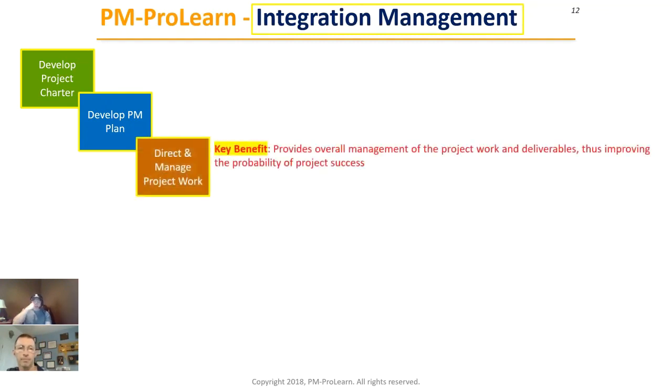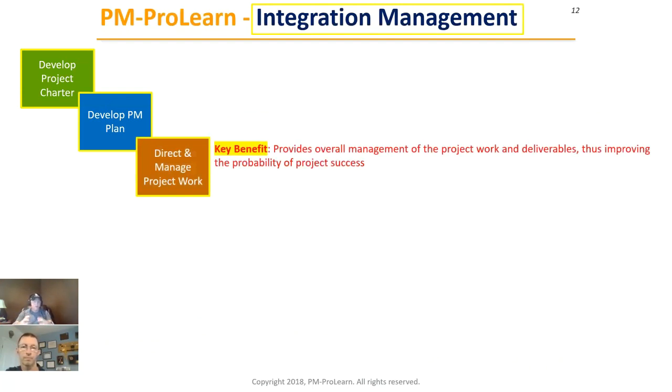So then we move into executing, because now we have a plan of what we're going to execute, and we have our first executing process here called Direct and Manage Project Work. This is where you as the project manager are going to coordinate all of the efforts and activities of your team to actually generate those deliverables for your final product, service, or result.